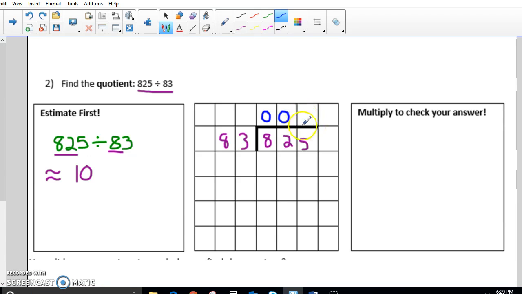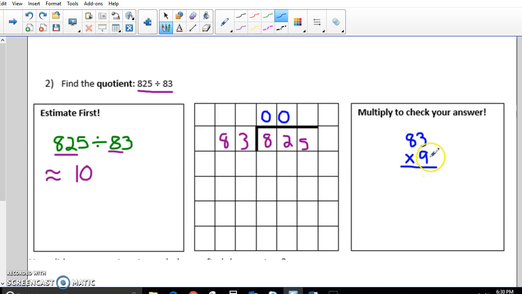Now we only have space for one more number. We guessed that it was going to be about 10, but 10 can't fit in this box. There is only room for one digit. So instead of 10, we're going to try 9, because 9 is one less than 10, and 9 is one digit, so it'll fit in this box. So we are going to multiply 83 times 9. Now you are allowed to use a calculator on your homework, because I told you that that's okay.